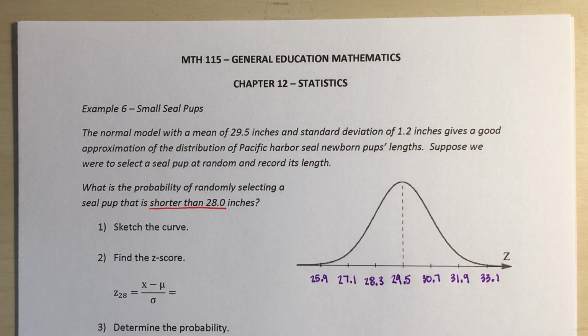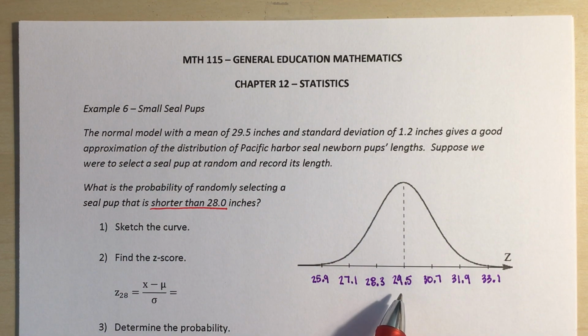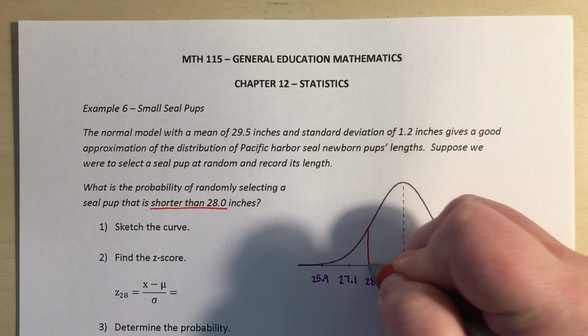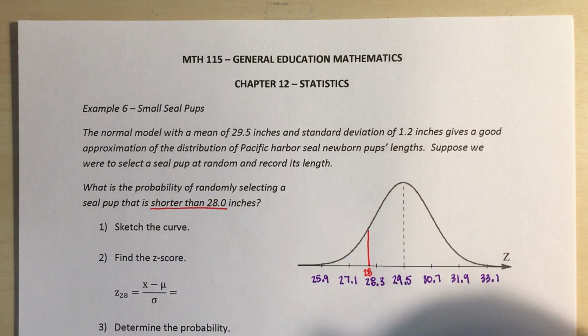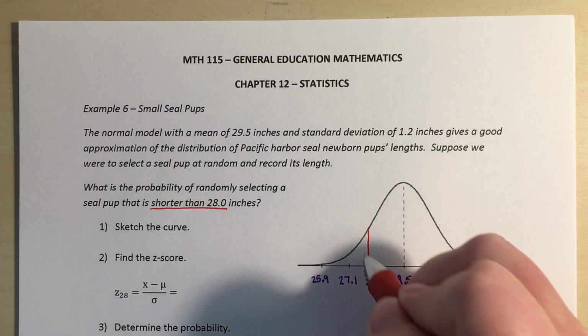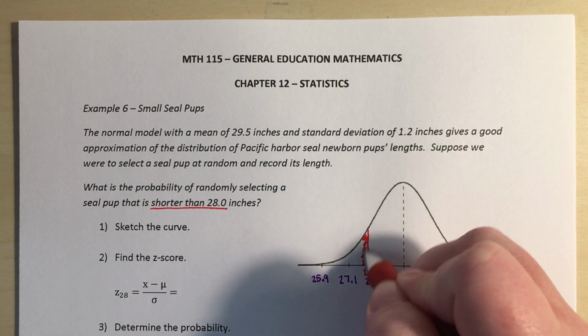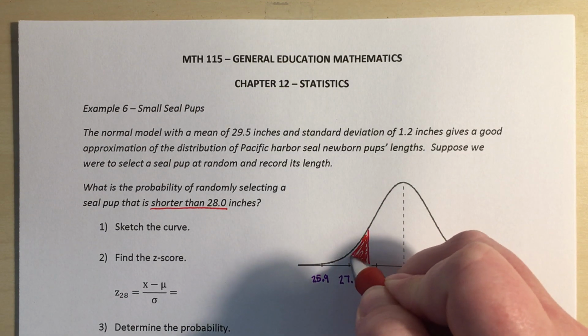Right, so what I've done first is I took my mean, which is 29.5, and then I added 1.2 going this direction, and I subtracted 1.2 going that direction to help us fill in our labels for our standard deviations for our normal curve. All right, and we're asked what is the probability of randomly selecting a seal pup that is shorter than 28 inches. Well, 28 would probably be somewhere right around here. Right, and shorter then means we're going to go to the left. So we have a case where we are doing area to the left.